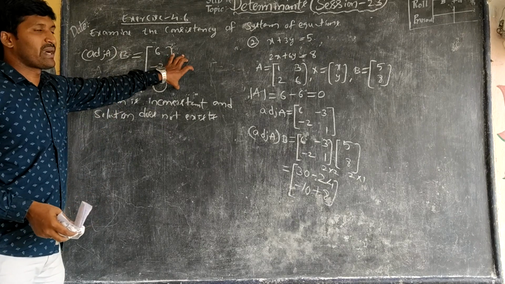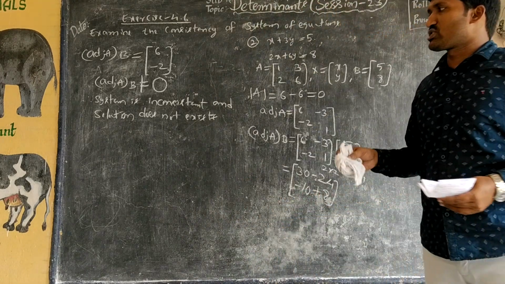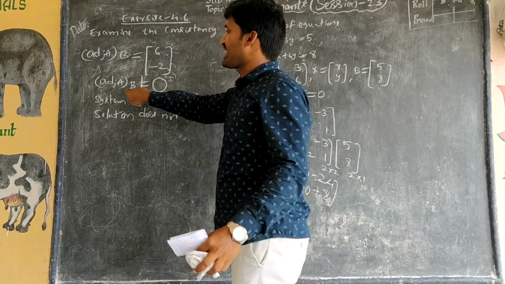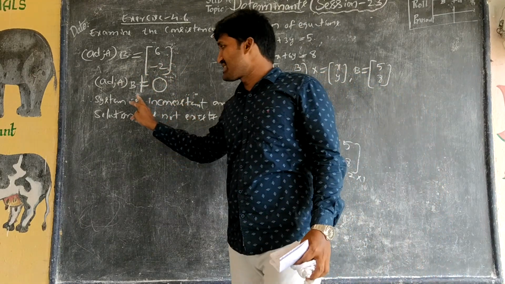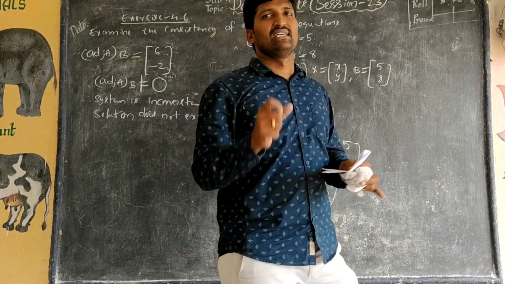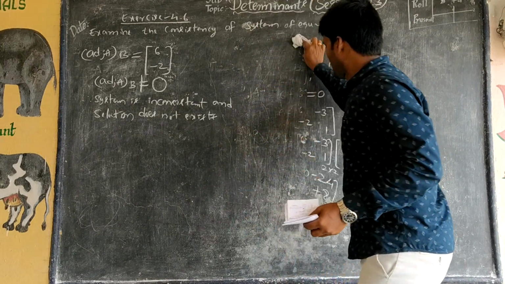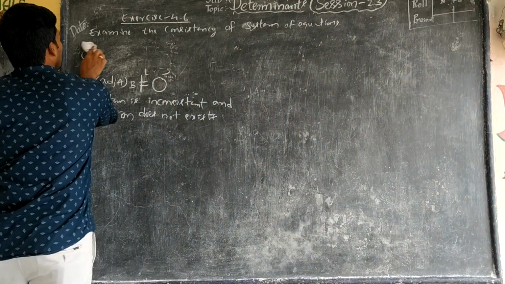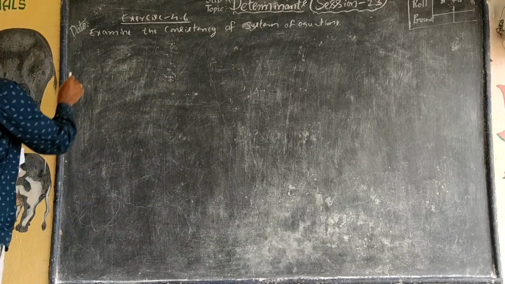If adjoint A into B is equal to the 0 matrix, the system is either consistent or inconsistent according to the solution, either infinitely many solutions or no solution. Here, in the first condition, adjoint A into B is not equal to the 0 matrix. That's why the system is inconsistent and the solution does not exist. The concept we discussed is followed. You are only checking whether the system of equations is consistent or not. The same thing applies for three variable equations also.